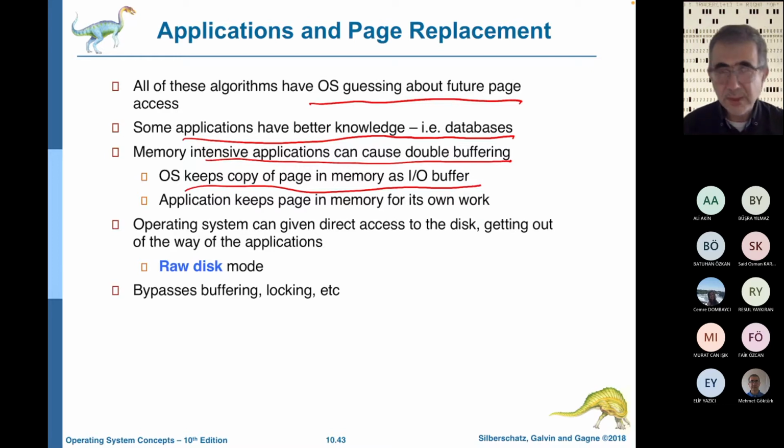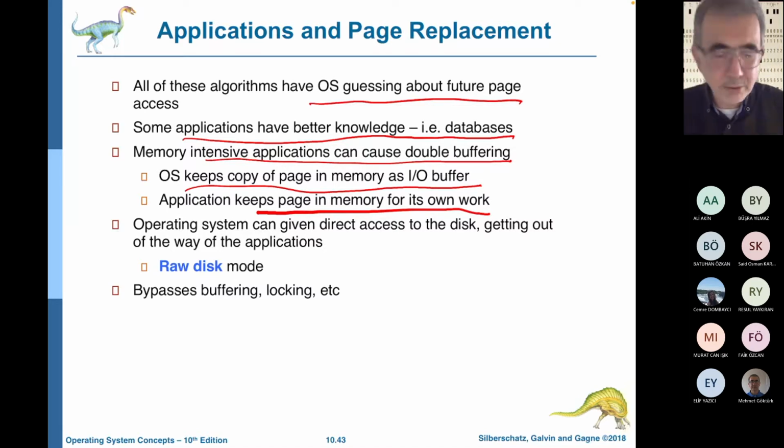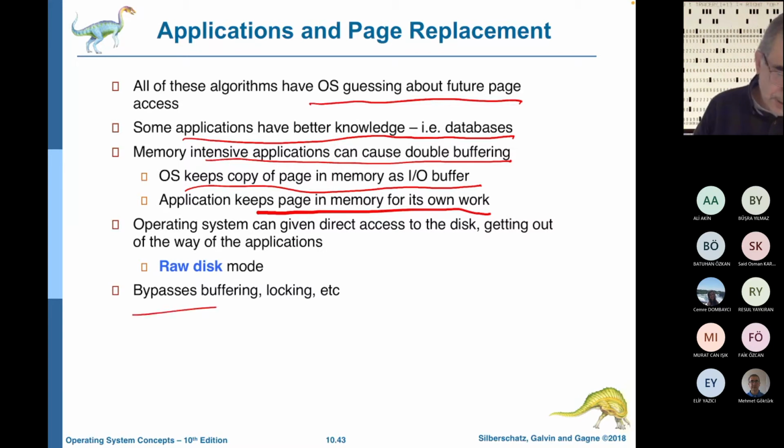So it is solved by I/O interlock, and sometimes applications want that page, so there must be a declaration mechanism to lock the page free from the page replacement algorithm, and so on. So locking and bypasses, etc.